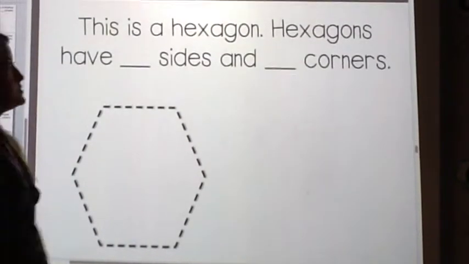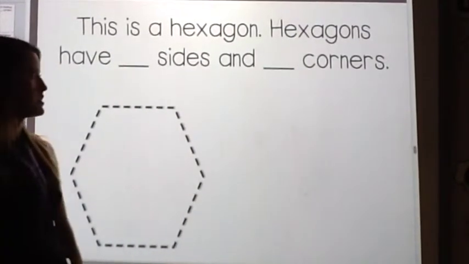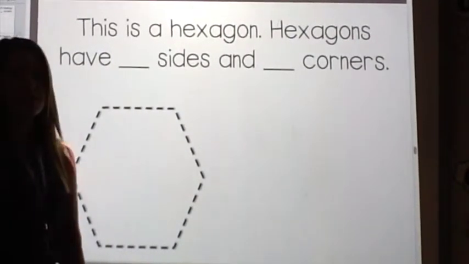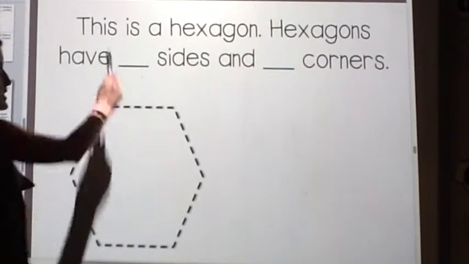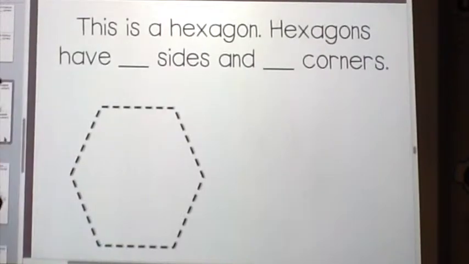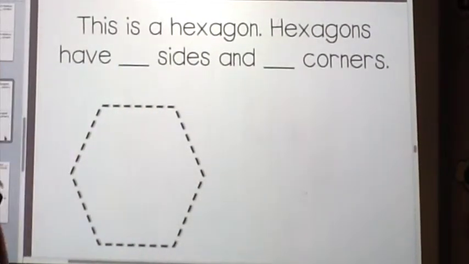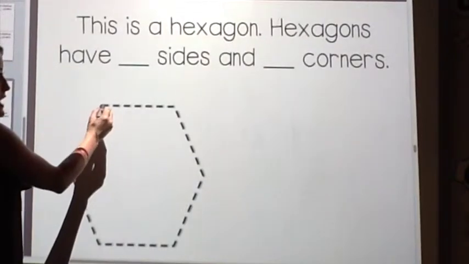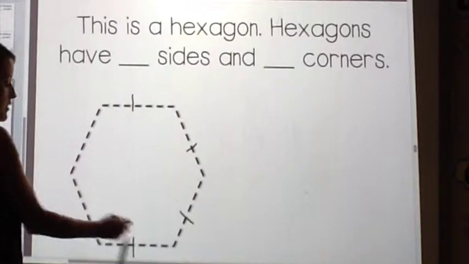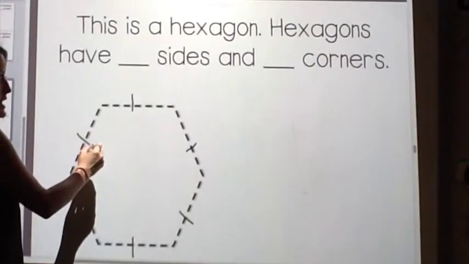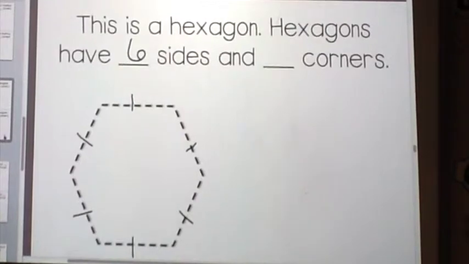Okay, so let's go back and we're going to read and we're going to be counting our sides and counting our corners before we start drawing them on our own. So as I said before, this shape right here, this is a hexagon. Hexagons have blank sides and blank corners. Let's count them first. You're going to start at your top. We have 1, 2, 3, 4, 5, 6 sides. So on your blank, write the number 6.